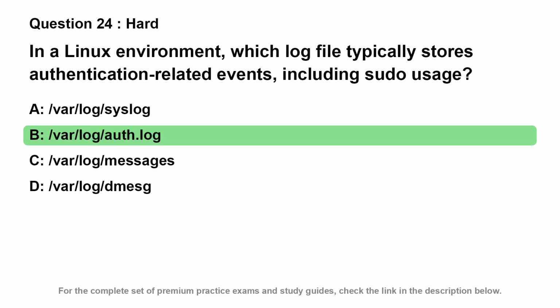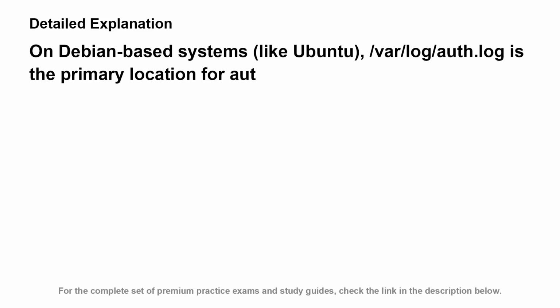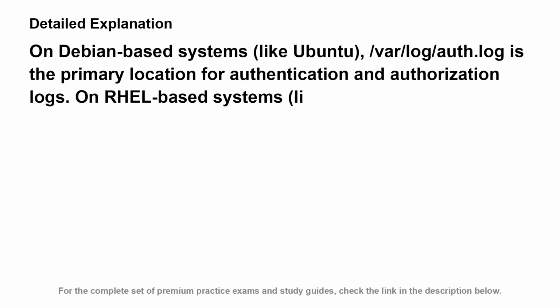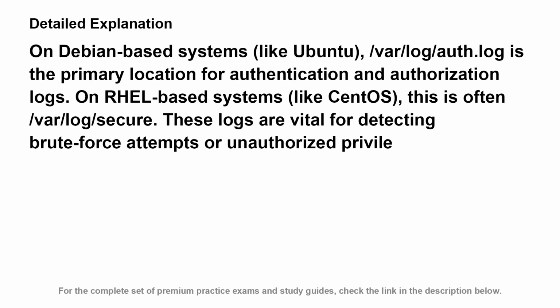The correct answer is B. On Debian-based systems, like Ubuntu, /var/log/auth.log is the primary location for authentication and authorization logs. On RHEL-based systems, like CentOS, this is often /var/log/secure. These logs are vital for detecting brute force attempts or unauthorized privilege escalation via sudo.